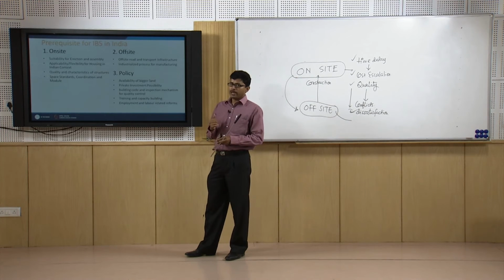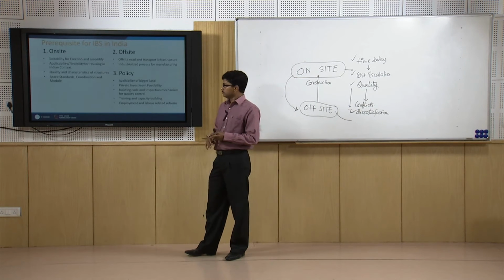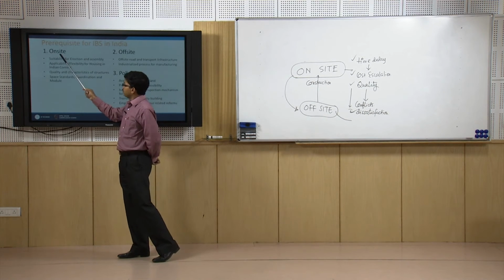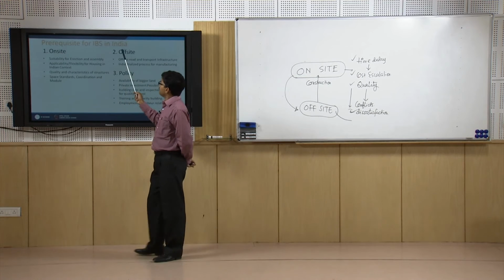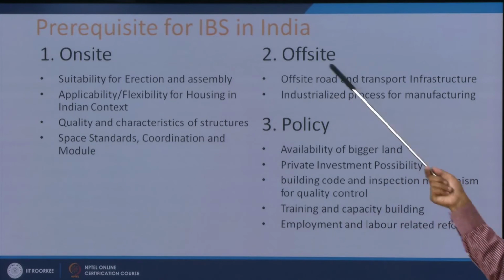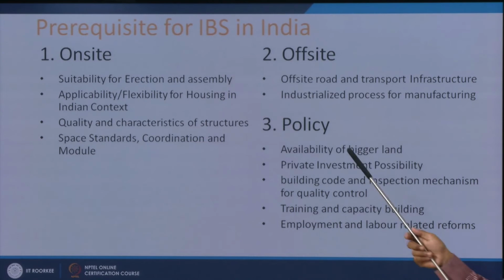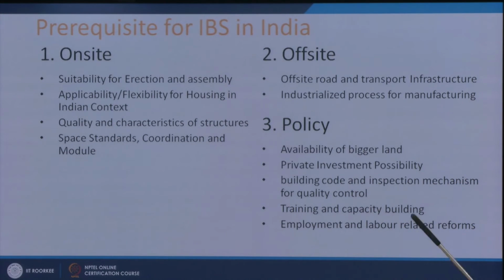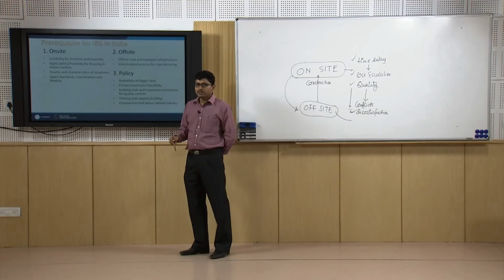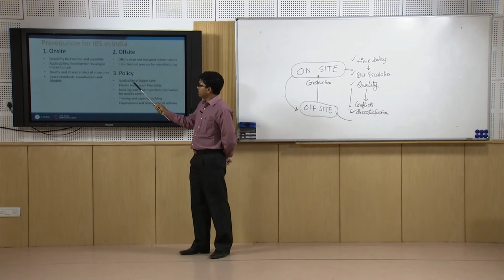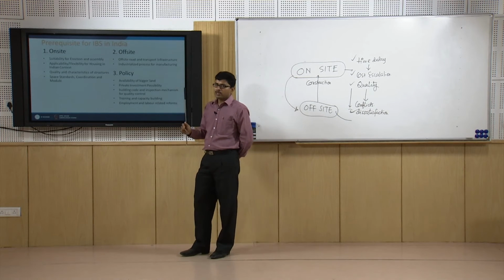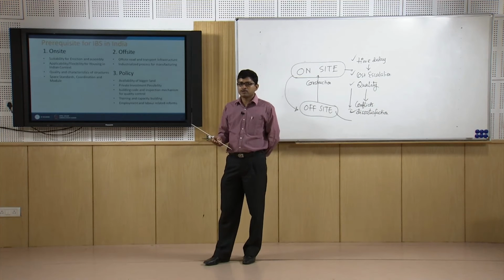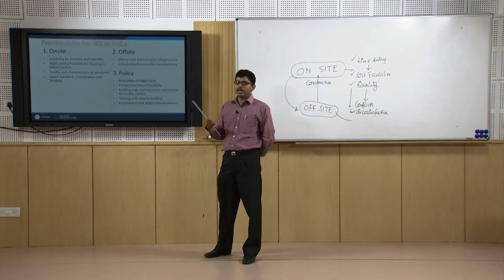But what do we need to have this industrialized building system? There are various prerequisites. Some of the prerequisites are on site, some conditions are required off site, beyond the boundary, and some are prerequisite policies. I start with the policy parameter. To enable this kind of construction we need availability of bigger land. Sometimes we are talking about large, mass housing, and for mass housing bigger land is required.